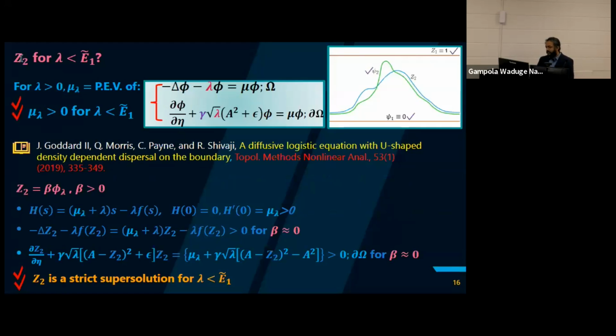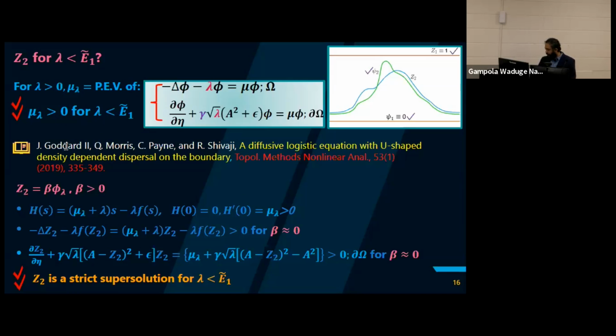Now I'm going to construct a strict super solution. Okay, so to construct a strict super solution for a fixed lambda greater than 0, I'm going to take mu lambda to be the principal eigenvalue of this particular eigenvalue problem. Here, one interesting property that we can prove is that mu lambda is greater than 0 when lambda is less than E1 tilde. Okay, the proof of this property can be found in this particular paper.